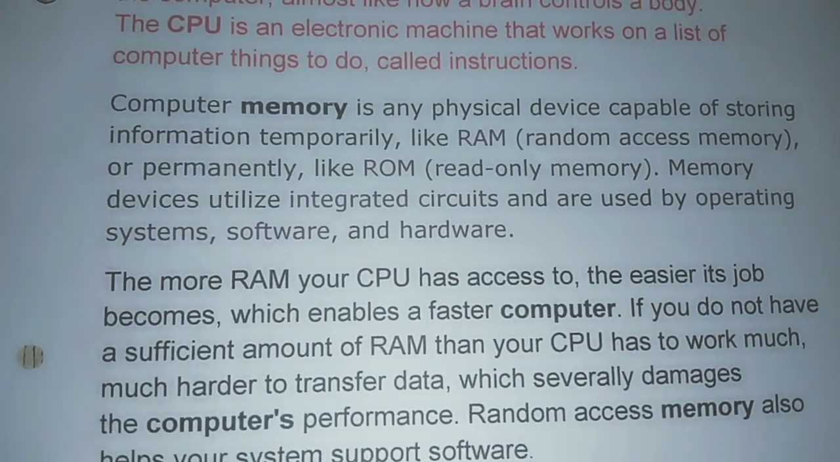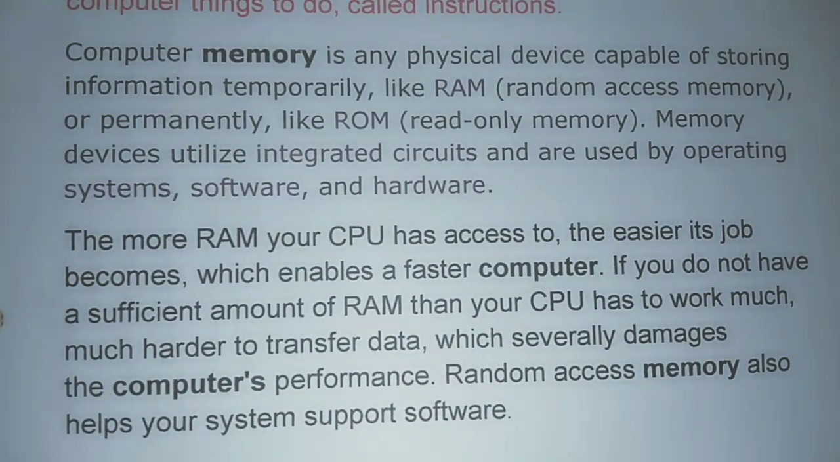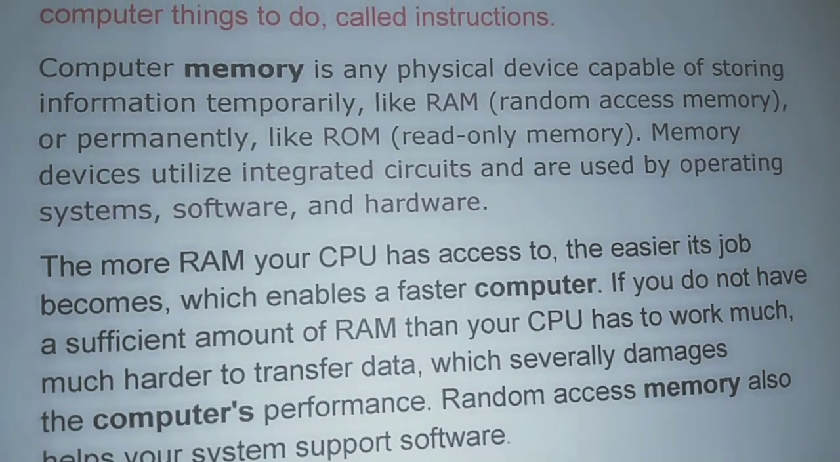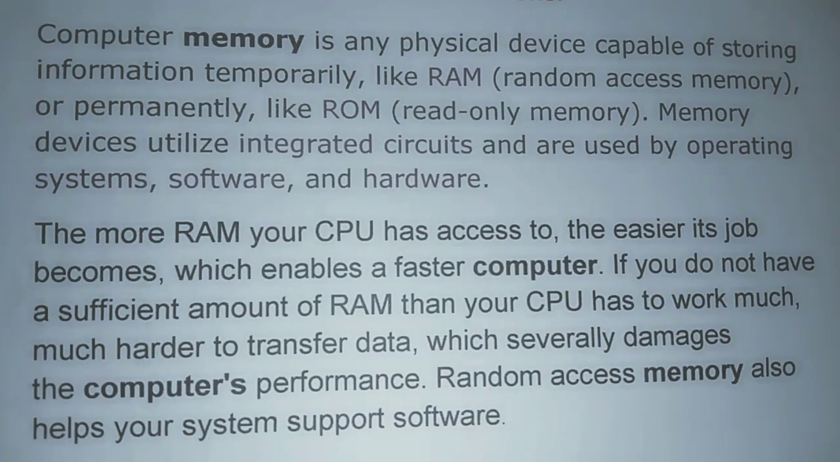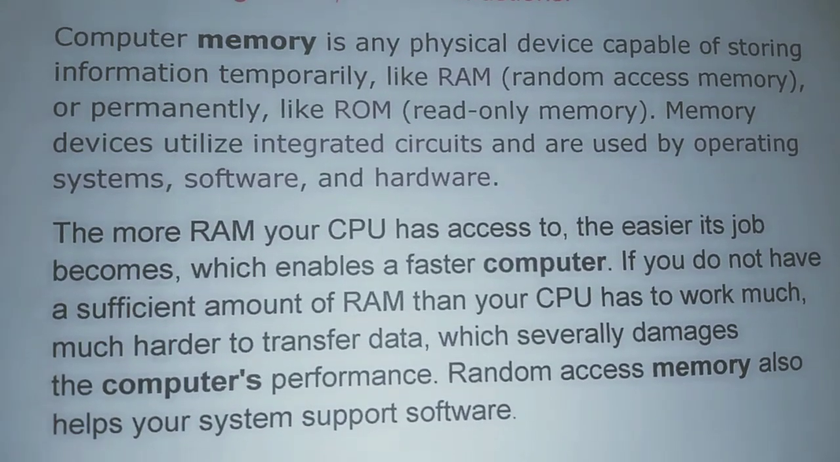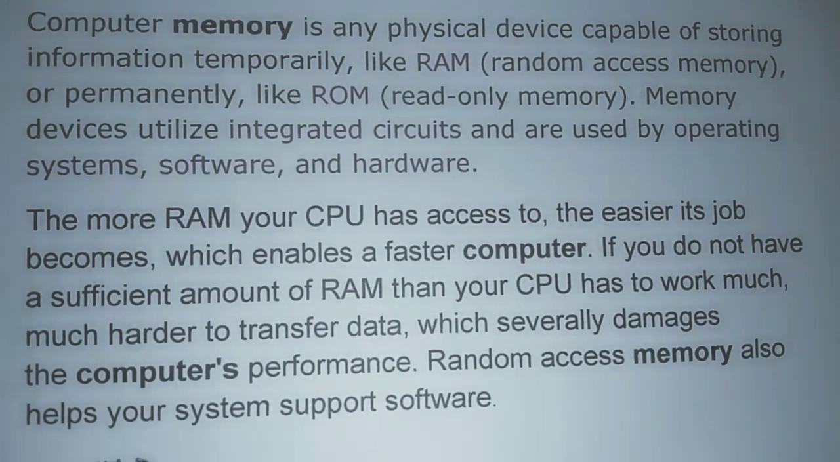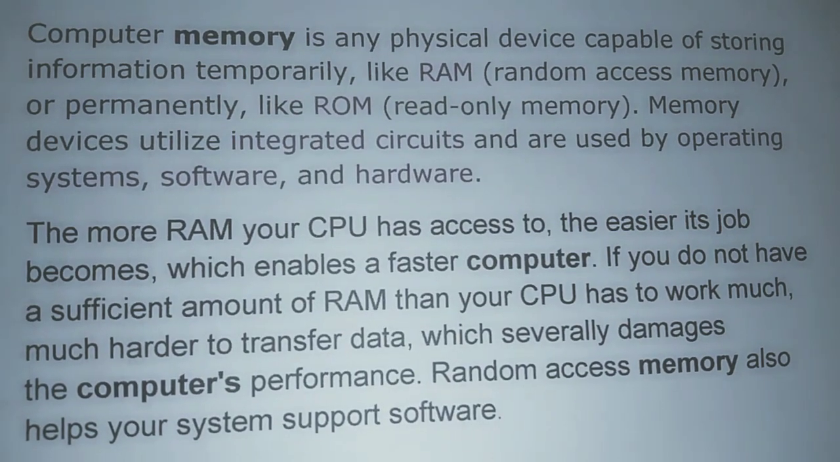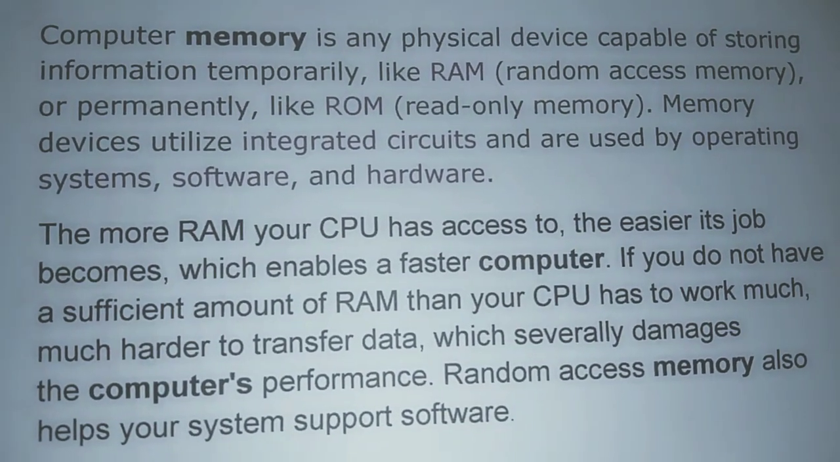What is computer memory? Computer memory is any physical device capable of storing information temporarily, like RAM, which is also called random access memory, or permanently, like ROM, which is also called read-only memory. Memory devices utilize integrated circuits and are used by operating systems, software, and hardware.